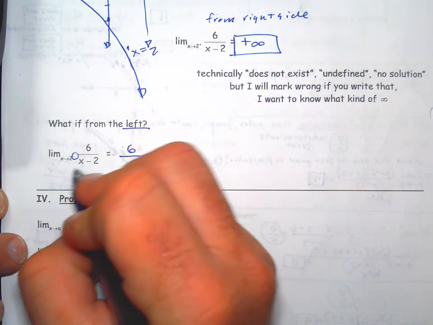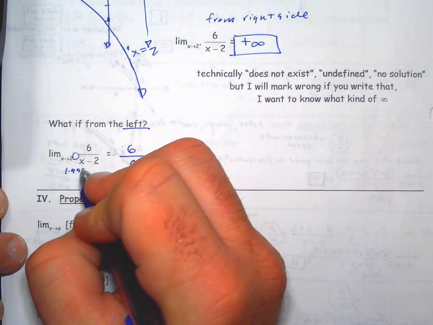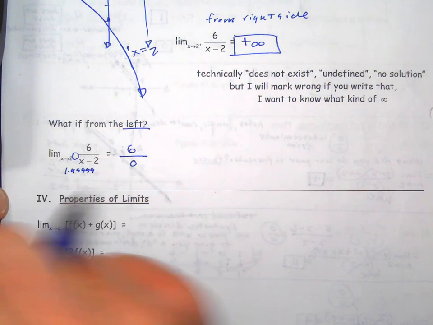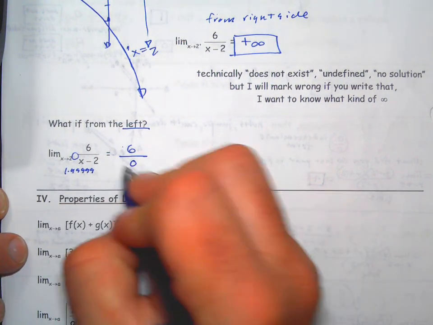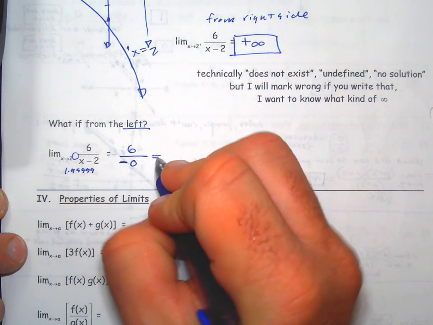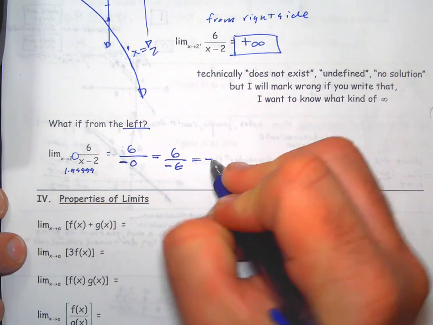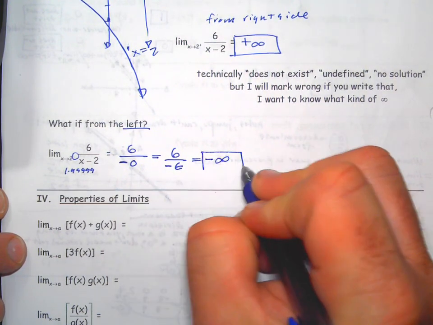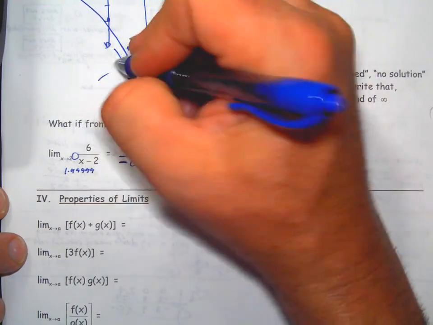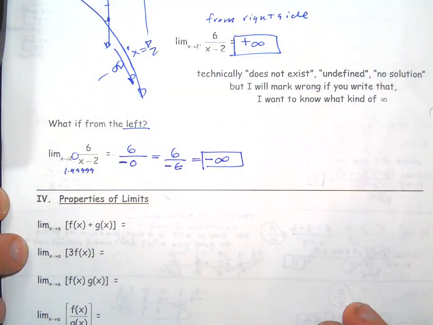Now, 2 from the left would be like 1.999, really close to 2 from the left side of 2. Well, that's going to be a negative tiny number, right? And that's going to be negative infinity. So it makes a difference. And on the graph, that totally makes sense. It goes to negative infinity on the left side, right?